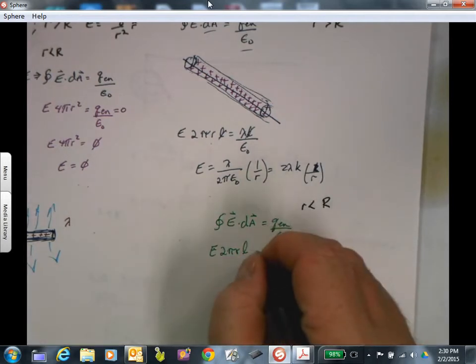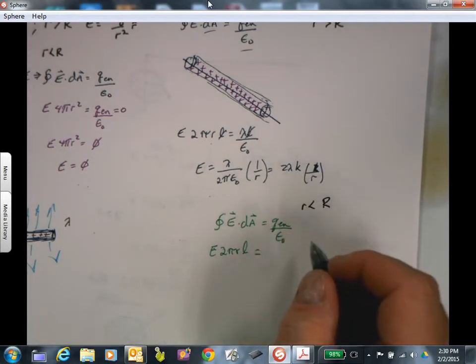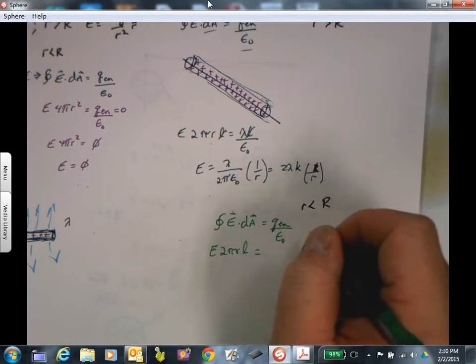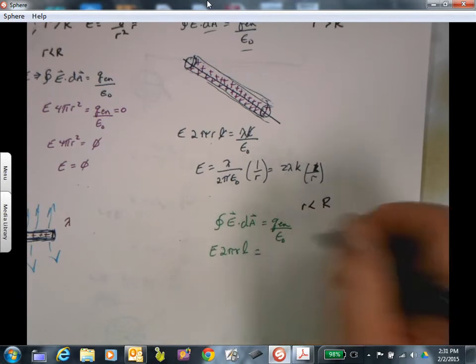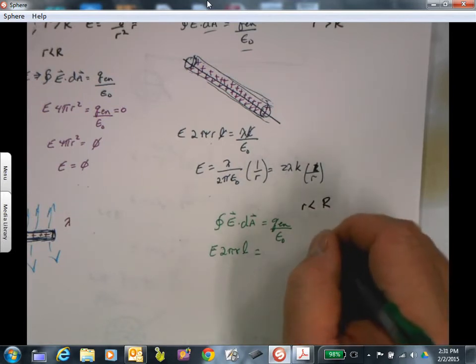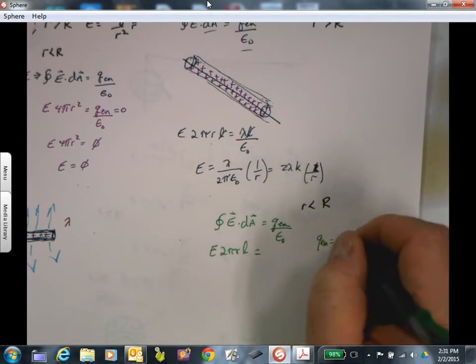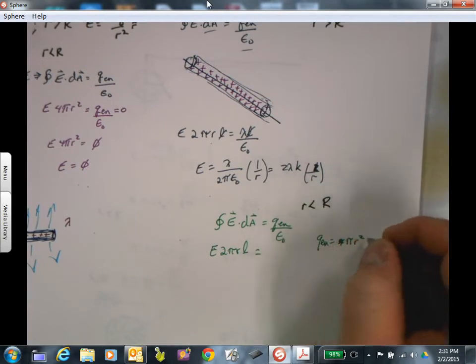But that's now going to equal, okay, our charge. We don't get to use lambda anymore. We now need to use rho again as a volume density of charge because we need to find the volume of our cylinder. So our Q enclosed is going to equal rho times the volume of our cylinder, which is pi r squared L.